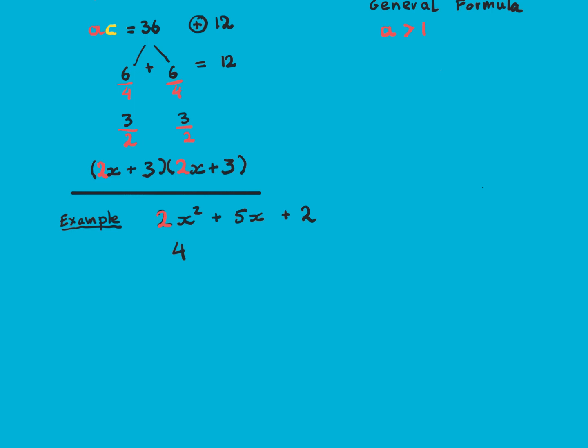Now, when the two are multiplied together, it gives me 4. When they're added together, that should give me a 5. So which two numbers, factors of 4, will give me a 5? I presume 1 and 4. I can think of that very quickly. 1 plus 4 is equal to 5.